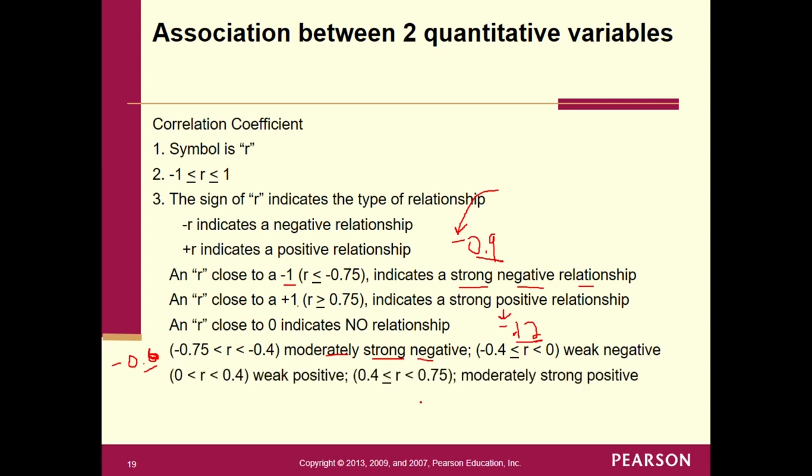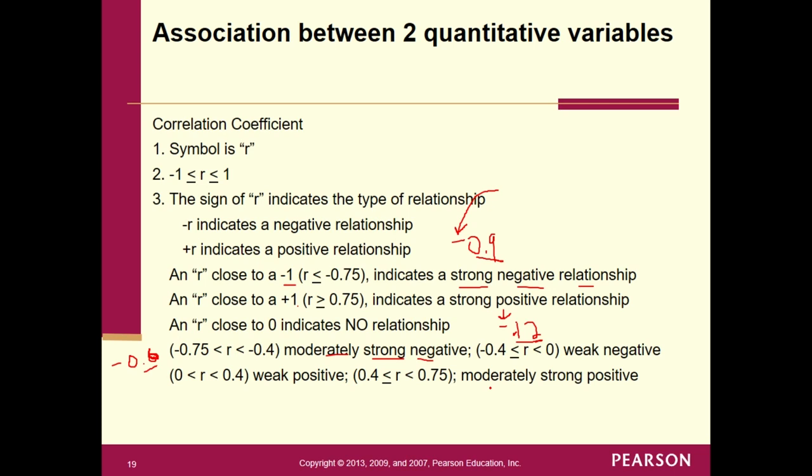You can go on the opposite side. So let's say that you got 0.1 for an R. That's telling us that we have a weak positive. And let's say that you had 0.58. That's telling us that we have a moderately strong positive relationship.